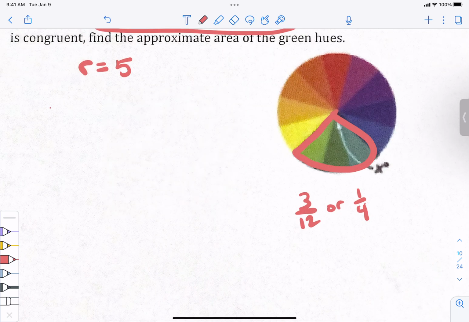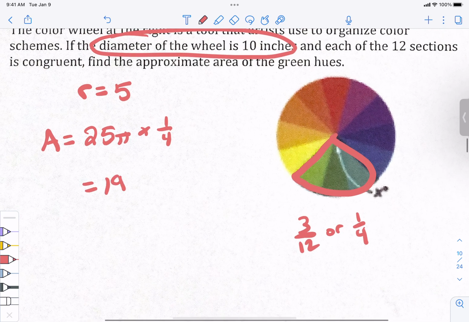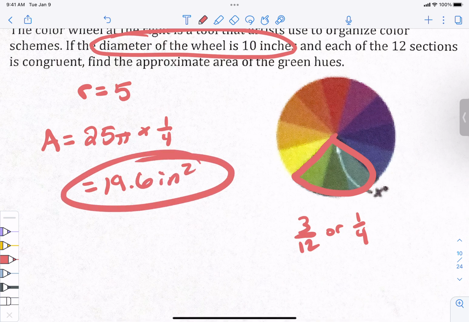Okay, so if I were to find the area of the entire circle, it would be pi r squared, which is 25 pi, okay? But I'm going to multiply that by 1/4, right? A fourth of 25 pi. That's 19.6 inches squared. That's the area of that sector, right?